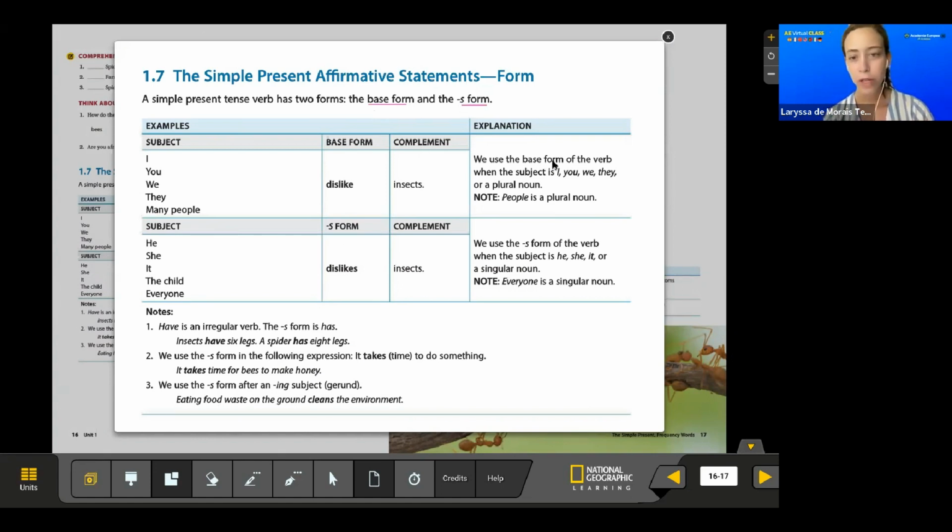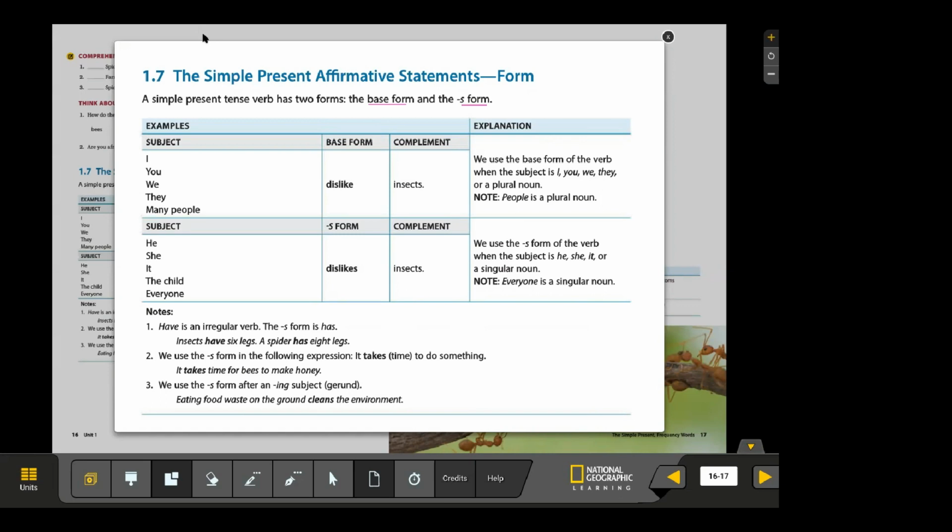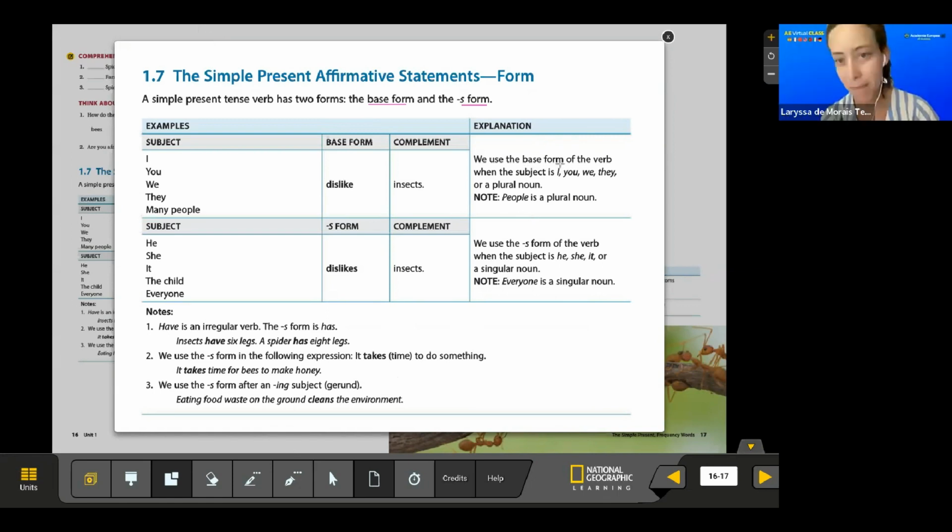Now, Mar, can you read here the first explanation? Okay. We use the base form of the verb when the subject is I, you, we, they, or plural noun. Note, people is a plural noun. Very important. Okay, so we're going to use the base form with I, you, we, they, or if it's a plural noun. And then remember that people is plural because we have some plural nouns that are irregular.